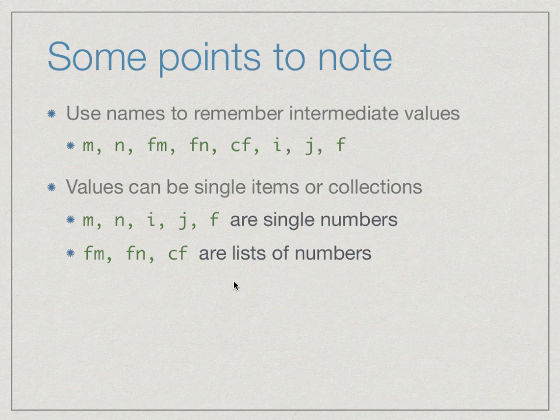Okay? So these names can denote single values or collections of values. And a collection of values with a particular structure is precisely what we call a data structure. Right? So these are more generally called data structures. So in this case, the data structure that we have is a list.